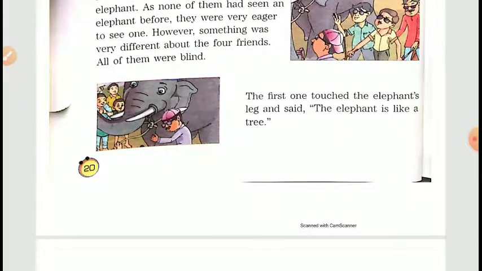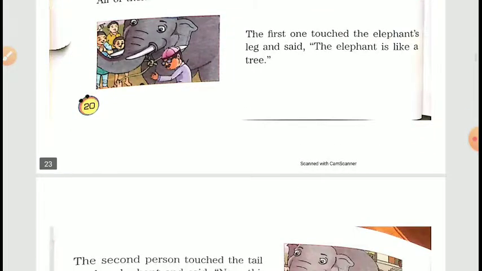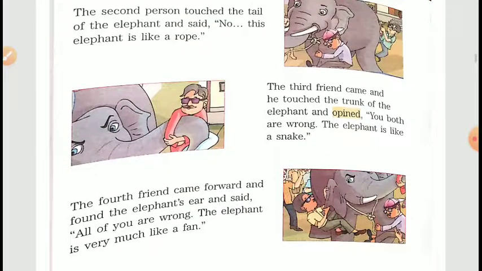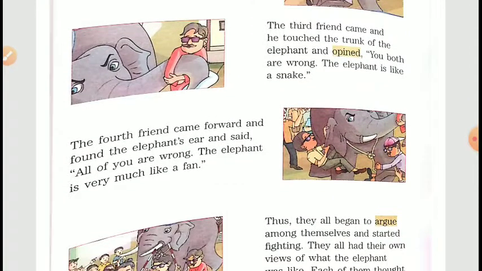The first one touched the elephant's leg and said, "The elephant is like a tree." The second person touched the tail of the elephant and said, "No, this elephant is like a rope." The third friend touched the trunk of the elephant and opined, "You both are wrong. The elephant is like a snake." The fourth friend came forward and found the elephant's ears and said, "All of you are wrong. The elephant is very much like a fan."